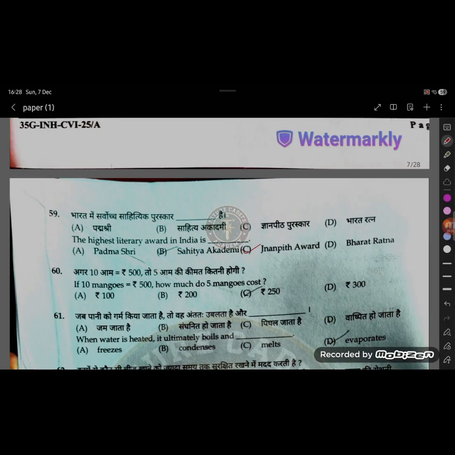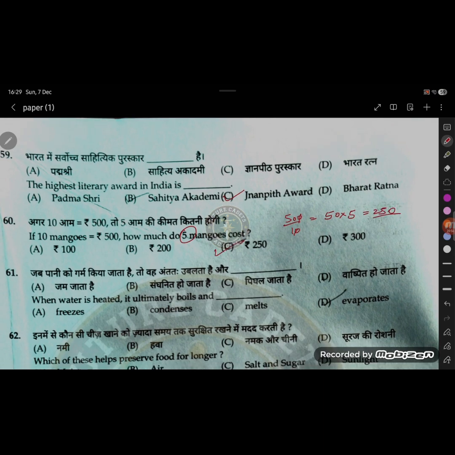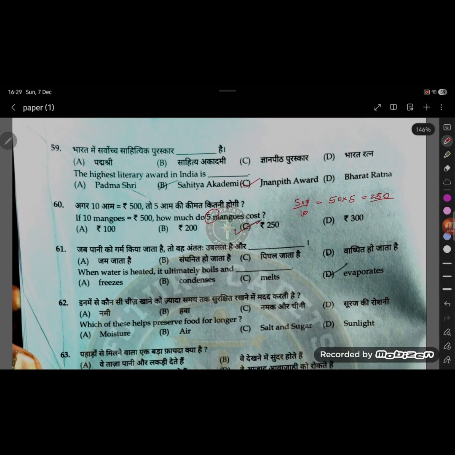Now question number 60. Quite an easy question. You can simply do it on your fingers only. If you have 500 for 10 mangoes, so basically for one mango you will pay a price of 50 rupees. So for 5 mangoes it will be simply 50 multiplied by 5 and the sum is 250. So the correct answer is 250.